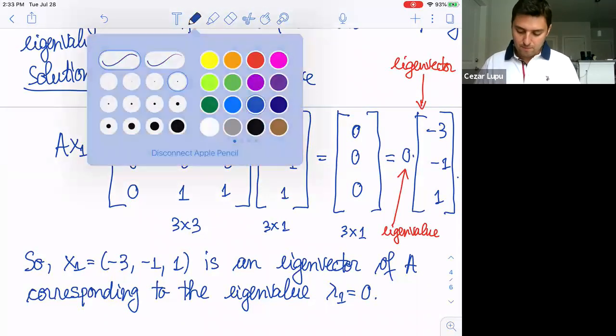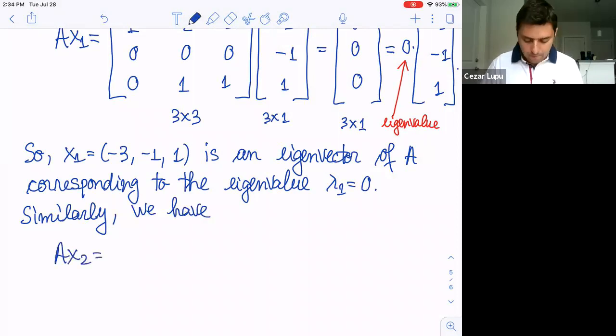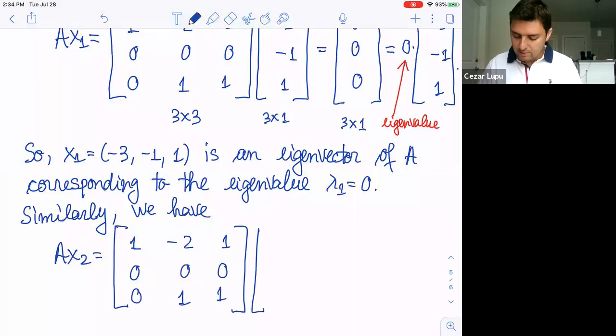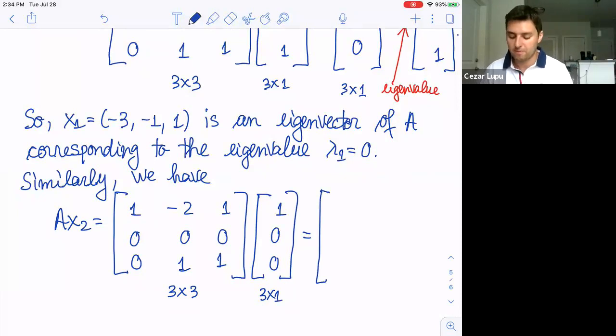All right. Now, similarly, again, multiplying the x2 on the left by A will produce the following. So we have that AX2 will be 1, negative 2, 1, 0, 0, 0, 0, 1, 1. And this time, we will multiply this by this, 1, 0, 0. Again, this is a 3 by 3 by a 3 by 1. And this will give us what? Well, can you tell me what vector this will give us? Again, it will be a 3 by 1.